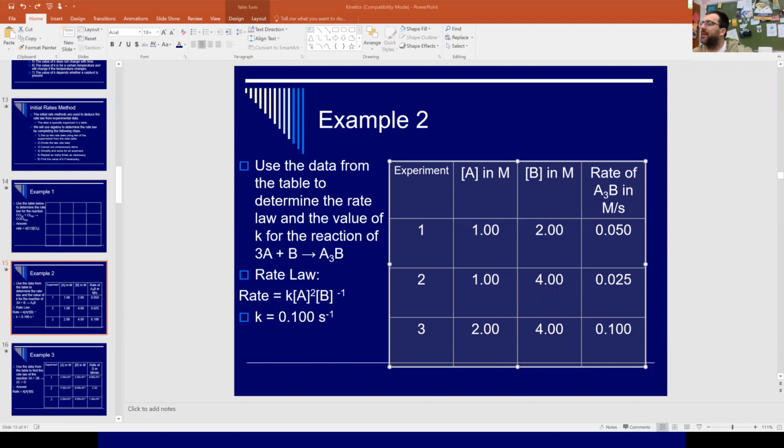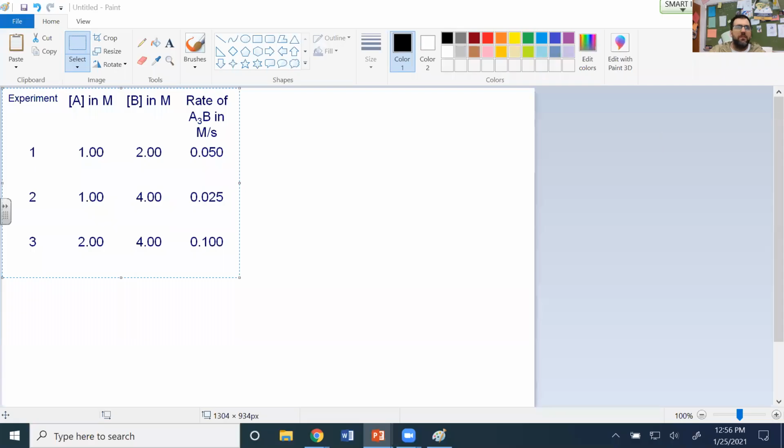And I also want to determine K. So I have two things I need to do. I need to determine the rate law, and I need to determine K. To do this, I'm going to pick out any two experiments. Like I said, it doesn't matter which one I pick right now, because I always want to have the bigger rate over the smaller rate. I should have said that in the last example.